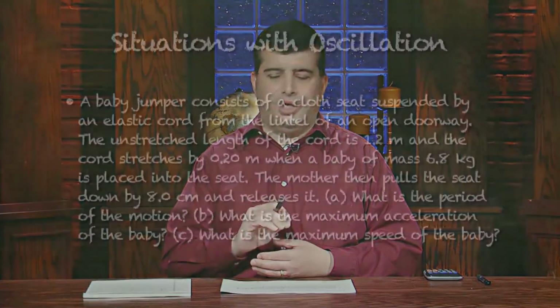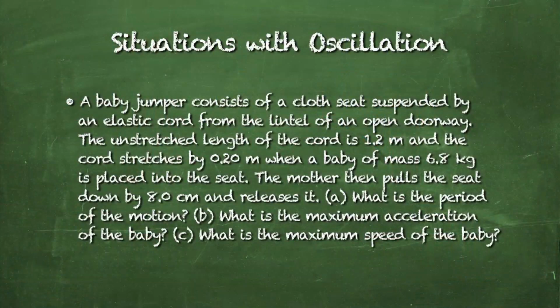Let's look at another question. A baby jumper consists of a cloth seat suspended by an elastic cord from the lintel of an open doorway. The unstretched length of the cord is 1.2 meters, and the cord stretches by 0.2 meters when a baby of mass 6.8 kilograms is placed into the seat. The mother then pulls the seat down by 8 centimeters and releases it.